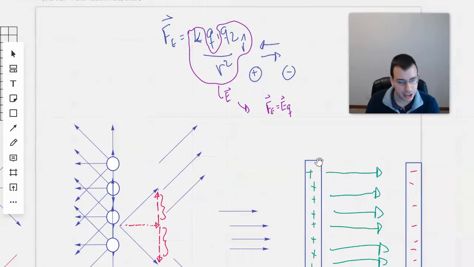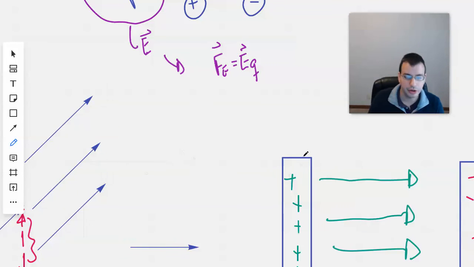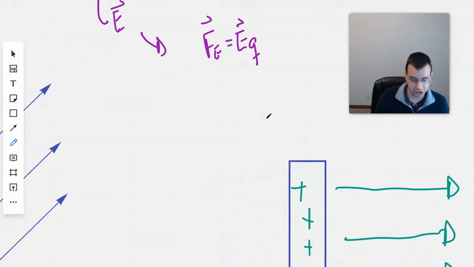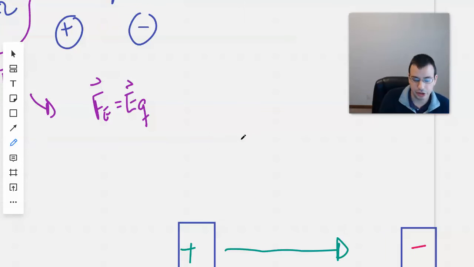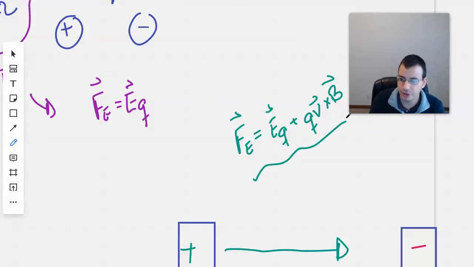Now, one quick side note, as I've mentioned earlier, and I'll probably mention it a million times more, the equation that I actually use when I'm doing problems involving charged particles and electric fields is F equals EQ, vector, plus QV cross B. But for the most part here, we're going to have no magnetic field, so that just goes to 0.